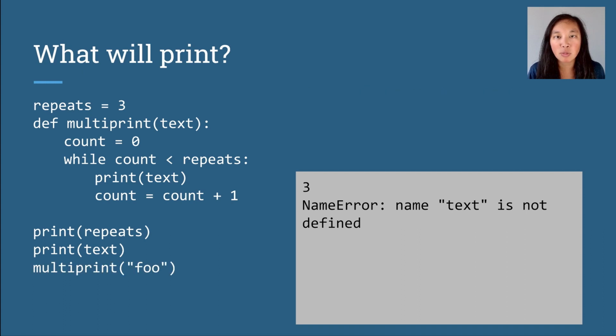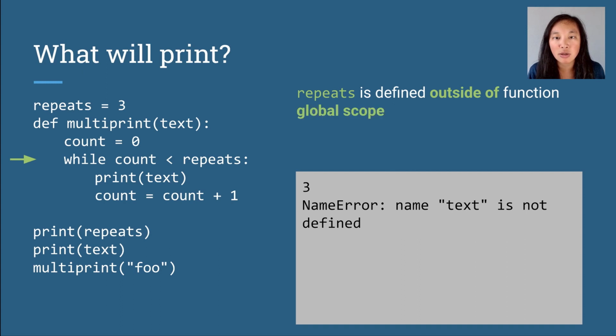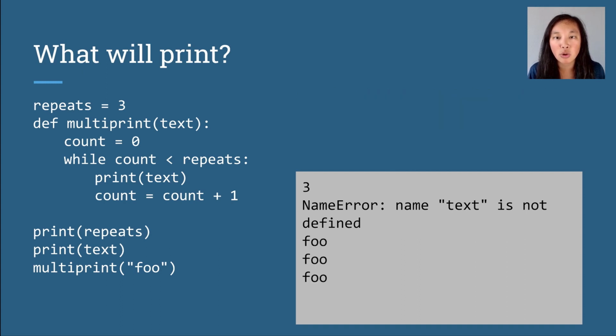What if we did multiprint of "foo"? It's going to go inside of this function where text, the variable, is going to hold the value of "foo". We then say count equals 0, and then we do this while loop, while count is less than repeats. Repeats is not defined inside of this function definition. It's defined outside of the function, so this function can use it because repeats is global scope, and therefore this is what's going to get printed out.